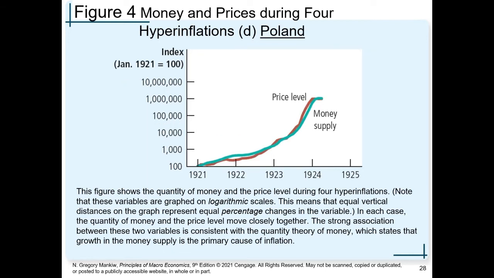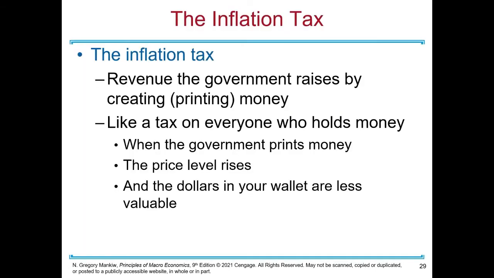And Poland, a much more tame version, still quite huge, right? In the same 4 years, a million or 1,000 times as big. So all these cases are just huge cases. And in each one, we can see that the money supply and the inflation followed really closely. And I think hyperinflation demonstrates the relationship between the money supply and the price level or inflation very well.